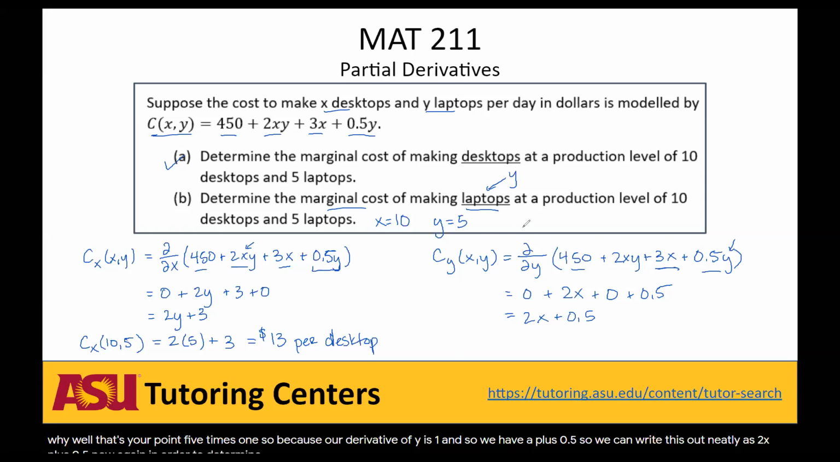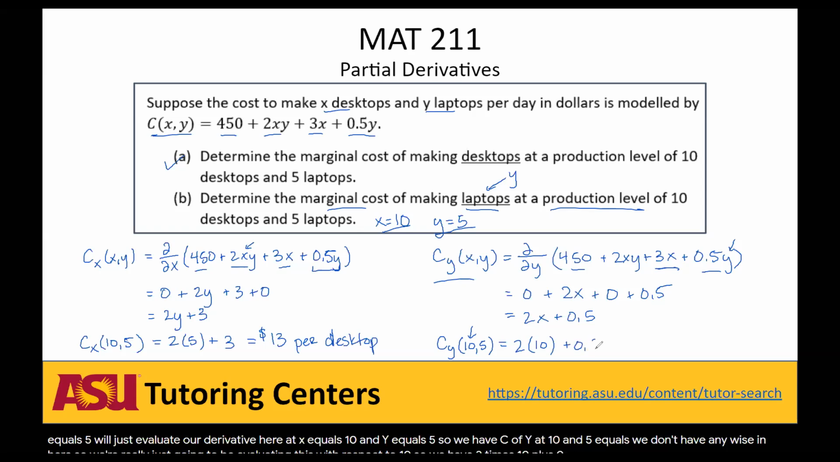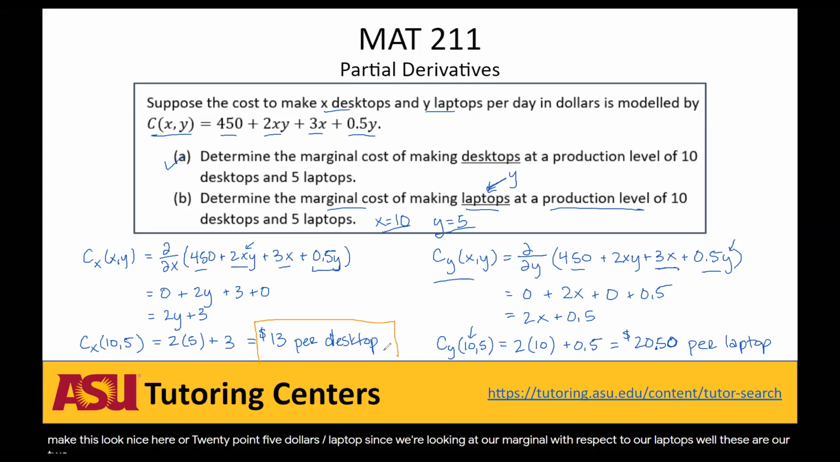Now again, in order to determine the marginal cost of making laptops at our specific production level, which is X equals 10 and Y equals 5, we'll just evaluate our derivative here at X equals 10 and Y equals 5. So we have C sub Y at 10 and 5 equals, we don't have any Y's in here, so we're really just going to be evaluating this with respect to 10. So we have 2 times 10 plus 0.5. And that equals $20.50 per laptop, since we're looking at our marginal with respect to our laptops. So these are our two answers: $13 per desktop and $20.50 per laptop.